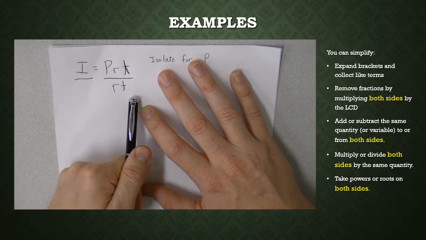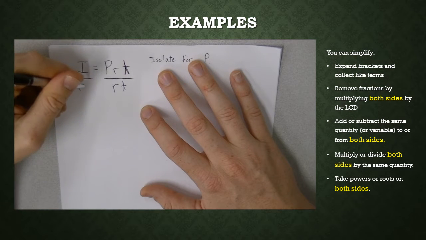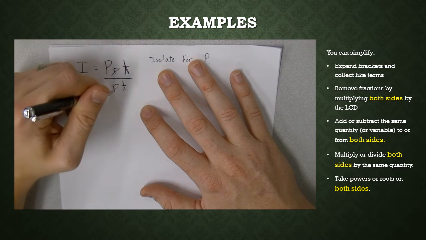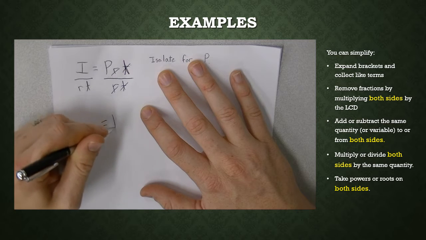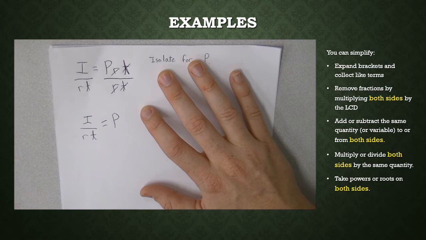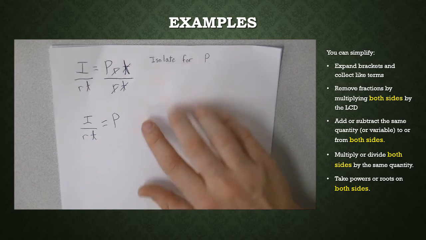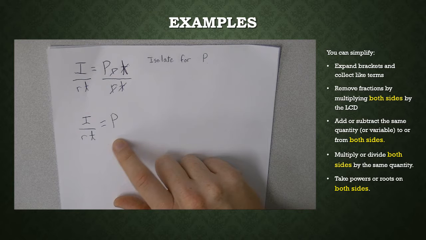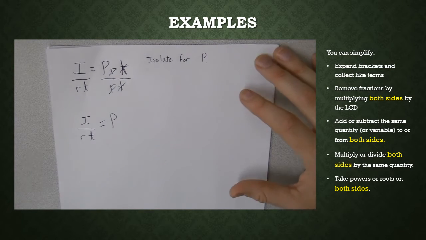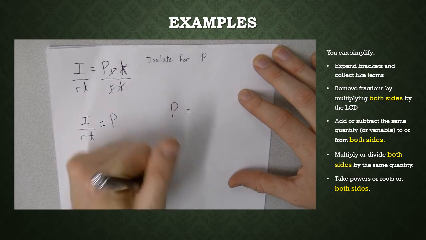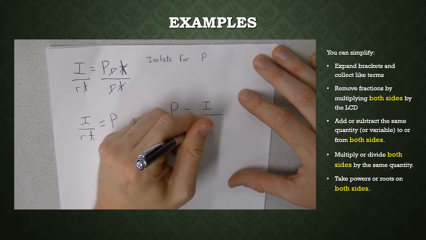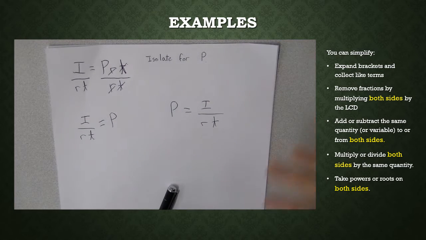And whatever I do to one side of my equation, I have to do to the other. So I'll divide that side by RT. Now, on this side, the R cancels with the R and the T cancels with the T, and I'm left with P is equal to I over RT. Okay, and the nice thing about an equality like this is I could write it in either direction, and so just the way that English grammar works and the way that we like writing things, we'll write P is equal to I over RT. And there we go.